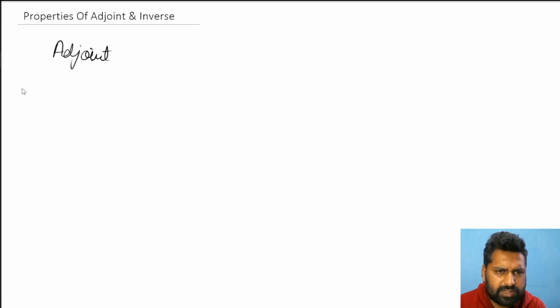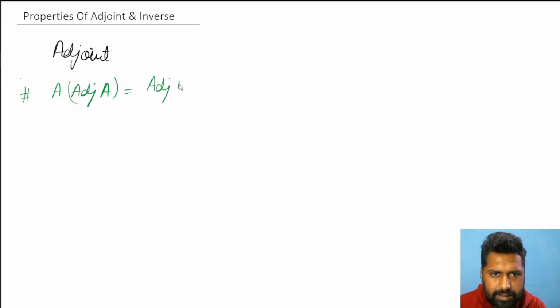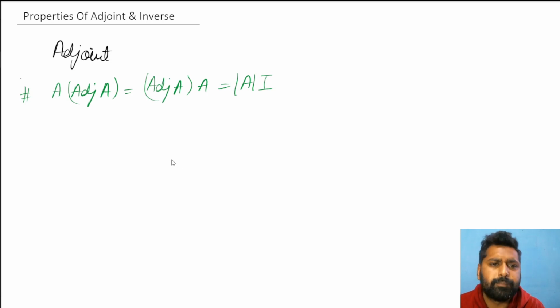Adjoint. So the first property is A into adjoint A. If you multiply them, it is pretty much the same as adjoint A multiplied by A, and it is equal to mod A times I. Okay, A into adjoint A is the same as adjoint A into A, which is equal to mod A times I, identity matrix.